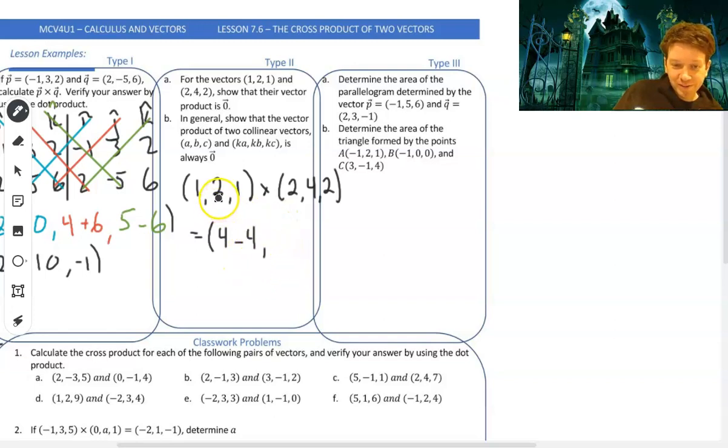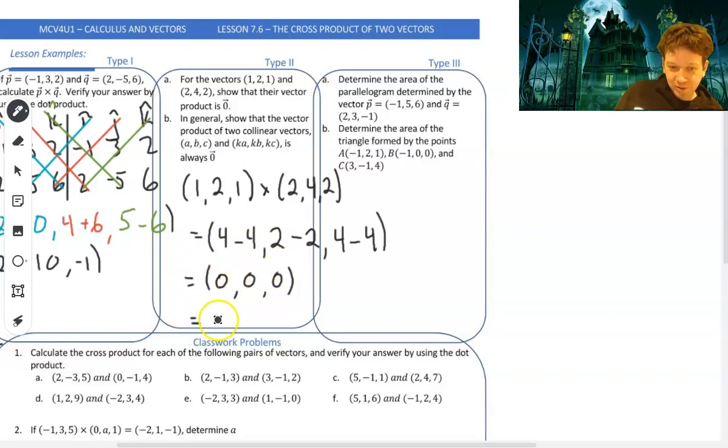Then for our y coordinate, I'm going to take 1, multiply it with 2, so I get 2, and then subtract 1 and multiply it with 2, which is 2. And finally, for our z coordinate, I'm going to take 1 and multiply it by 4, which is 4. And then I'm going to take 2, multiply it by 2, so I subtract another 4. So we get 0, 0, 0, which is our 0 vector.